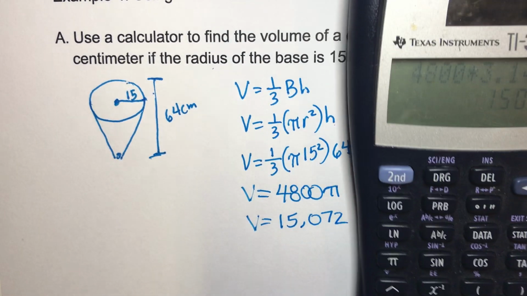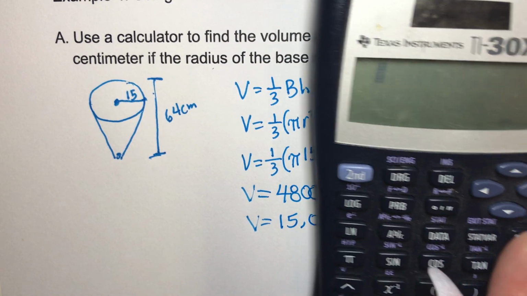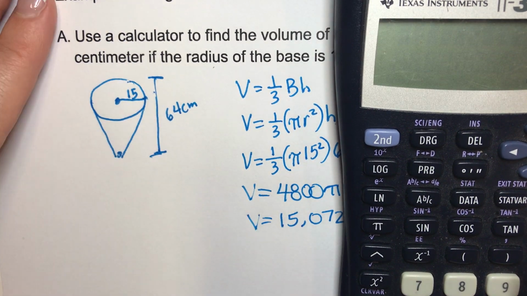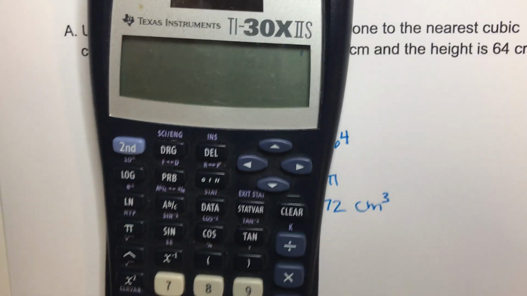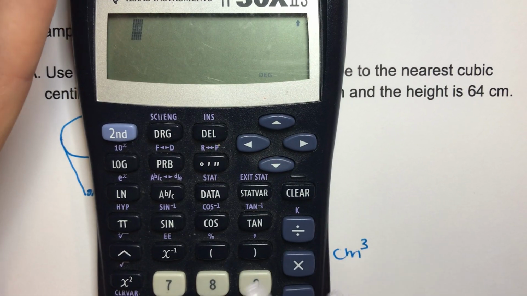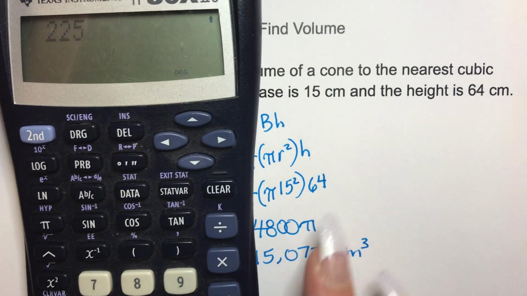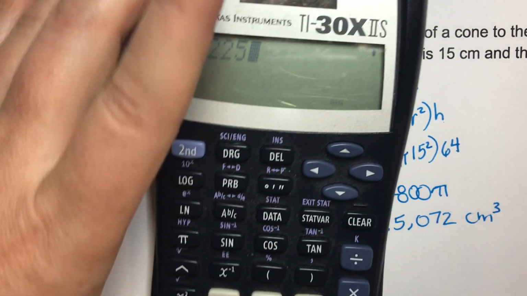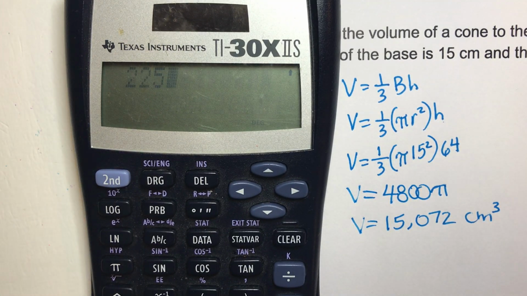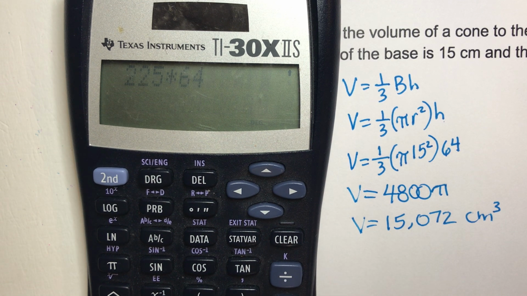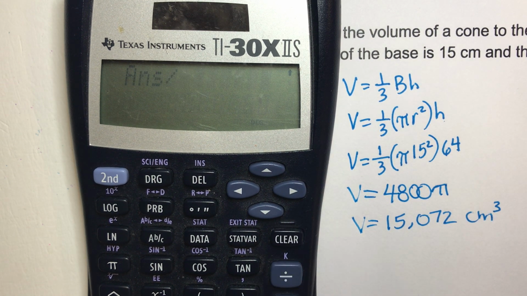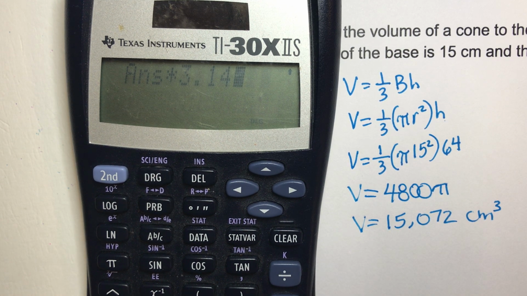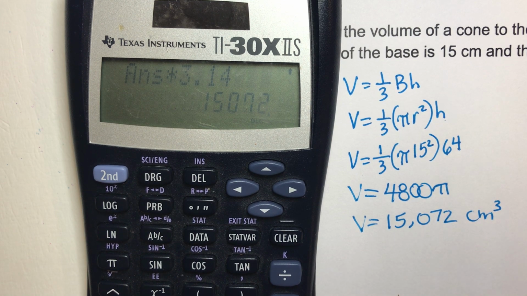Now, whenever I'm using a calculator, I always like to go back over and put my numbers in again just to make sure I did it right. So we know 15 times 15 is 225, right? So 225 times 64. Let me try to get all this in the same screen. Okay, so 225 times 64. And then divide that by 3. And then times that by pi, 3.14. And boom, we get our answer.